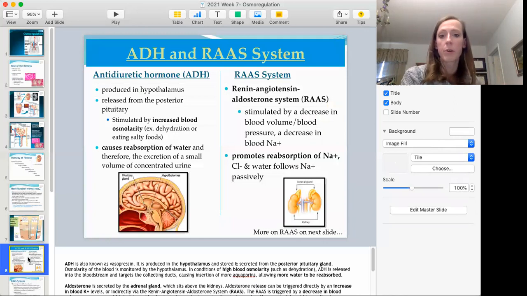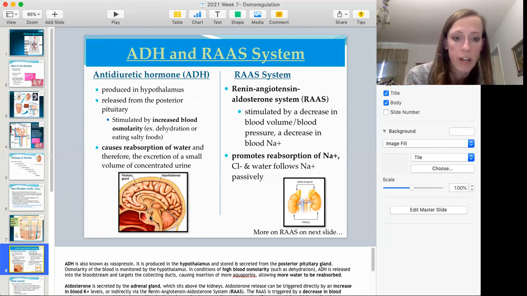So the hormones that we're going to look at are anti-diuretic hormone, which is also known as vasopressin, and then the RAAS system. The RAAS system involves renin, angiotensin, and aldosterone, as well as a few intermediaries. Again, we'll talk about those. But let's talk about anti-diuretic hormone first. This is a hormone produced in the hypothalamus, which is in the brain.